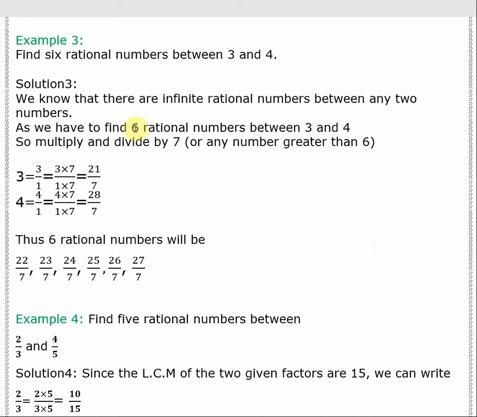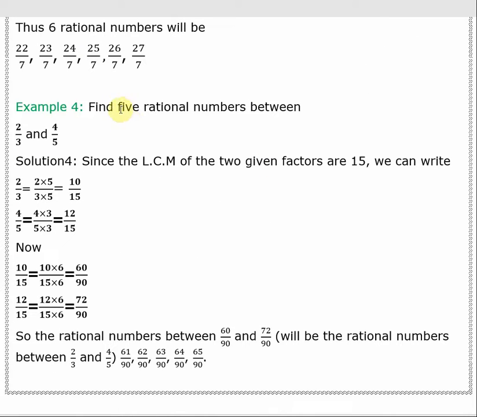Now we need 6 rational numbers, so we have multiplied with 7. See, 3 by 1 is multiplied with 7 by 7, 4 by 1 is multiplied with 7 by 7 to expand the fraction, to expand the 3 and 4. And in doing so, we have got 21 by 7, 28 by 7. So in between 21 by 7 and 28 by 7, the numbers will be 22 by 7, 23 by 7, 24 by 7, 25 by 7, 26 by 7 and 27 by 7. The sum done.